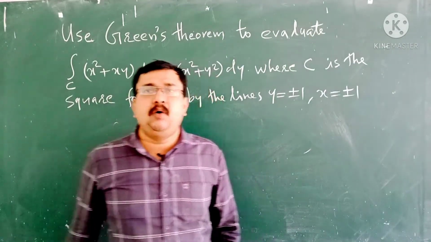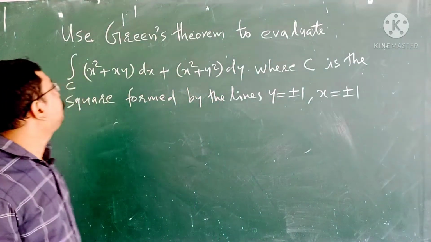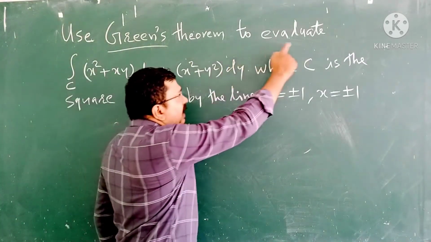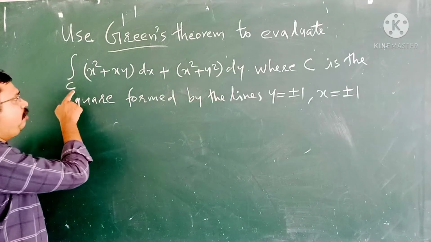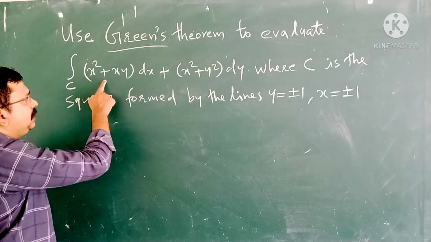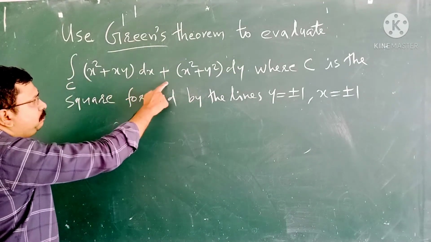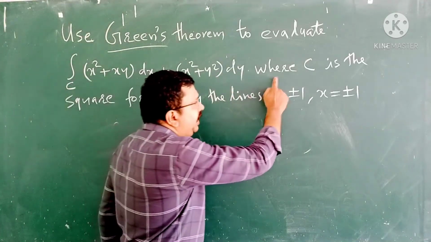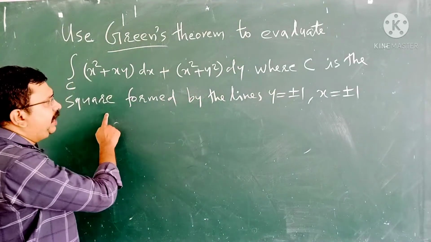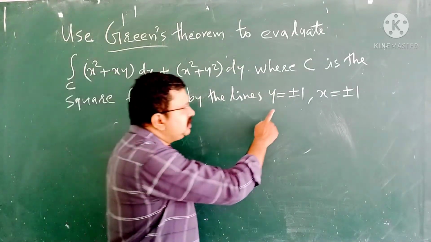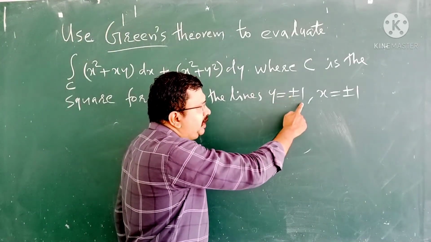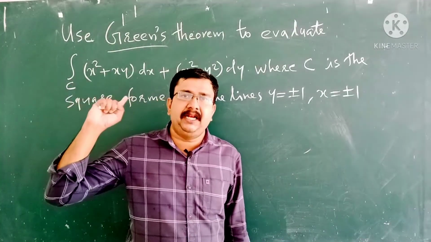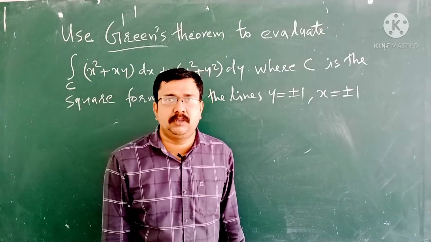Dear students, our next question is: use Green's theorem to evaluate integral over C x square plus xy dx plus x square plus y square dy, where C is the square formed by the lines y equal to plus or minus 1, x equal to plus or minus 1. Please write this question in your notebook.